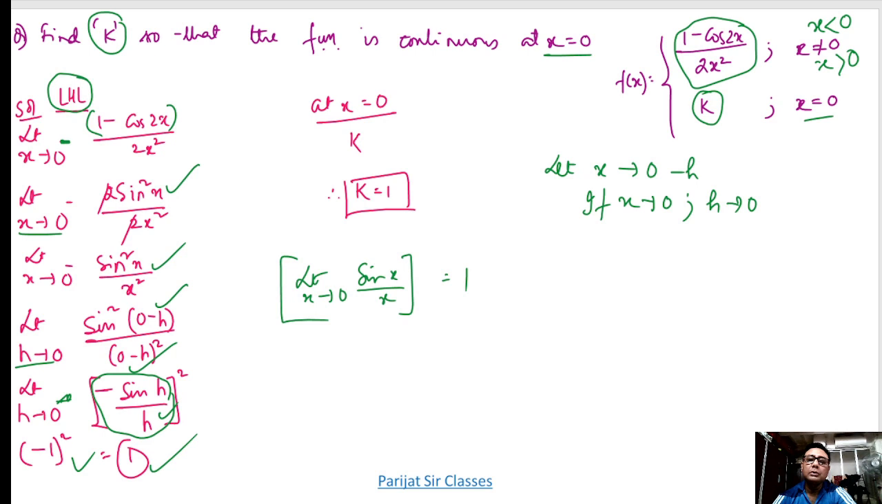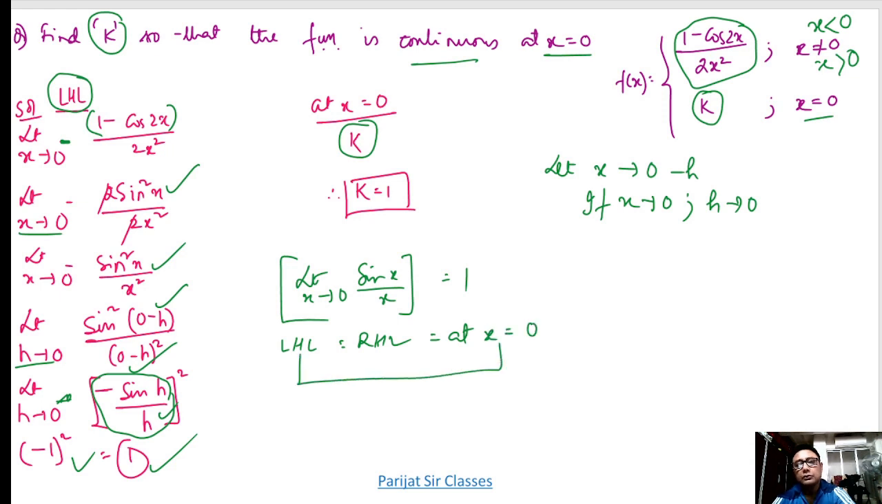Similarly at x equal to 0 they have given the value as k, and because the function is continuous we always know that left hand limit equal to the right hand limit equal to the value at x equal to 0. So using these two conditions we are getting that k is equal to 1.